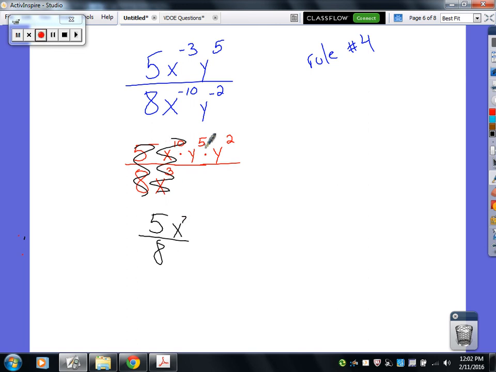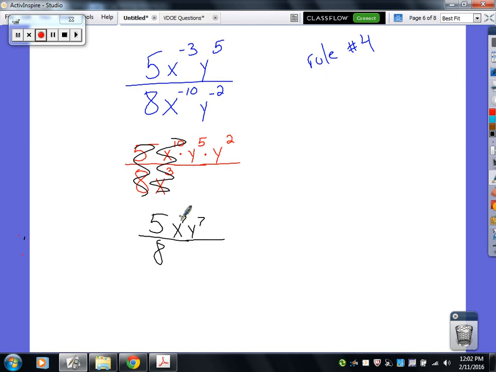And then you have y to the 5th times y to the 2nd. What's that going to give you? Y to the 7th. And what rule did we just use to get y to the 7th there? That's rule 1. So y, and where does y to the 7th go, guys?